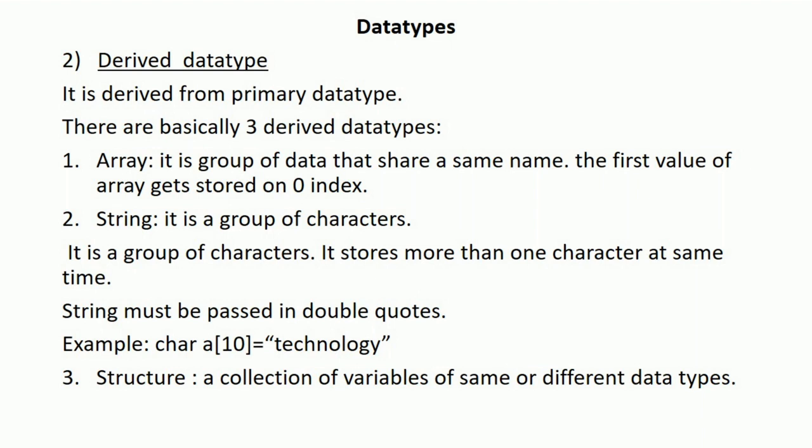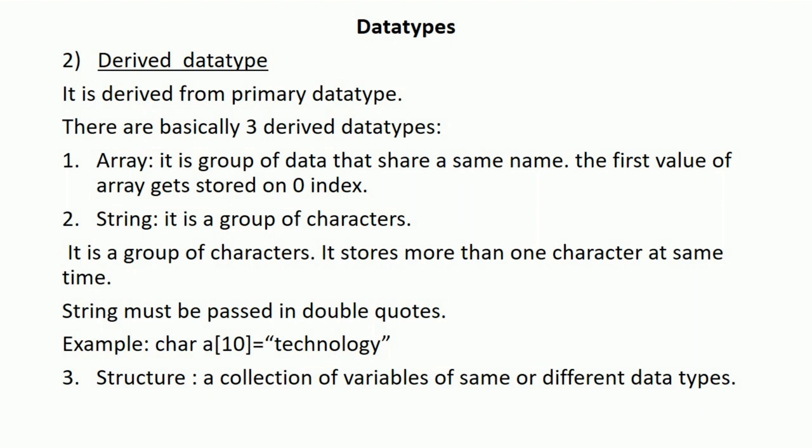For array, strings and structure we have whole chapters. So for now just understand the meaning and remember the definition. If you want to store data of a similar kind, for example, if you want to store 10, 20, 30, 40, 50, they are all integers, so they are of same data type. So you can store them in an array, which is a group of data that shares the same name or a group of data with same data type, and the first value of array gets stored on 0 index. We will see in the array chapter how it gets stored.